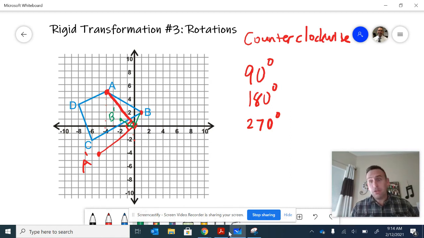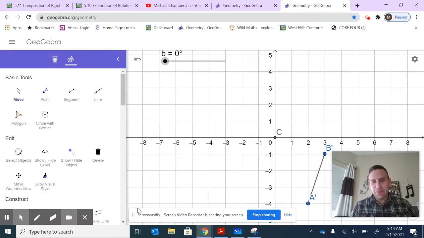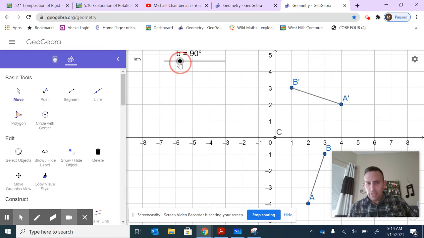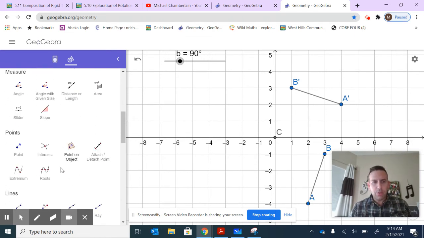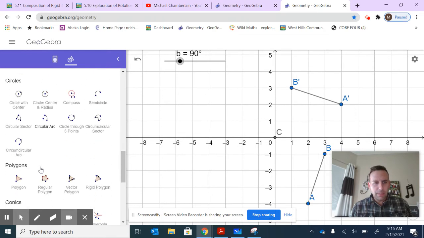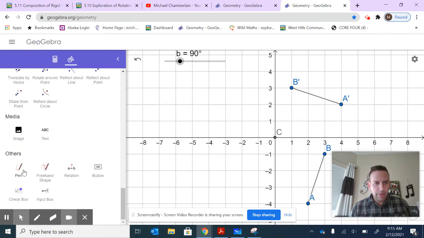So it's way easier on GeoGebra. So let's take a look at that as well. All right, so here is a segment. I have it in the fourth quadrant. And if we look at a 90-degree turn right here, look and see what happens to A prime and B prime. It's, I think, pretty fun to examine what's going on with the numbers. So let me get my pen turned on here if I can find it. There it is, my pen.